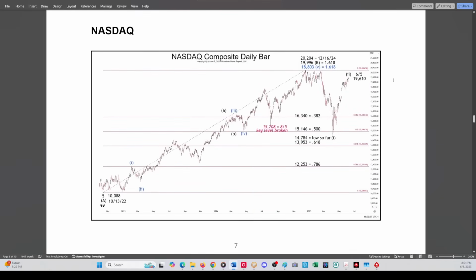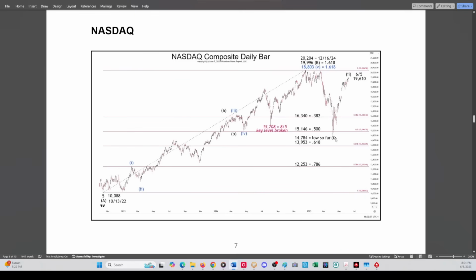Okay, here's our NASDAQ composite daily bar, and NASDAQ's pretty clean from this October 2022 low. In blue we have 1 up, 2 down, 3 up, 4 down, and a 5 there. You can see the 5 up exceeded all the Fibonacci targets. Okay, from there we have a 1 down and a 2 up, and again it's bumping its head up against that resistance of the all-time high.